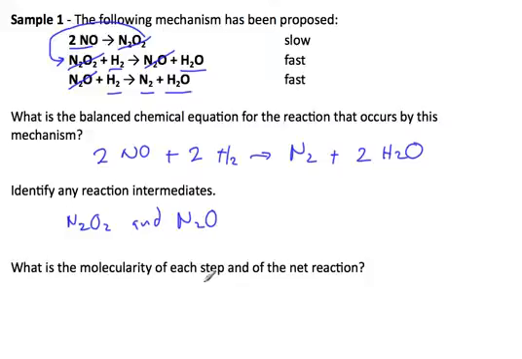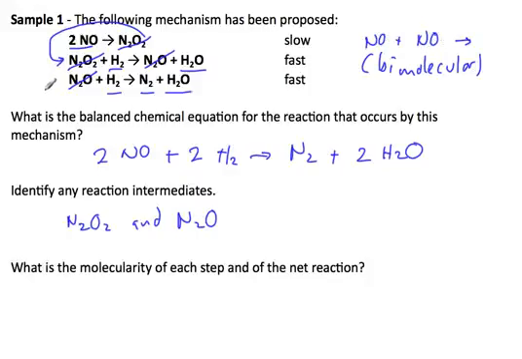What is the molecularity of each step and of the net reaction? If you remember what molecularity is, that's this idea of collision. So how many collisions are required, or what's the type of collision that is required to generate the products in each step of the mechanism. And so molecularity, if you look here, we have 2 moles of nitrogen monoxide in the first step. So 2 moles of nitrogen monoxide implies a bimolecular process. Okay, so 2 particles collide, bimolecular.